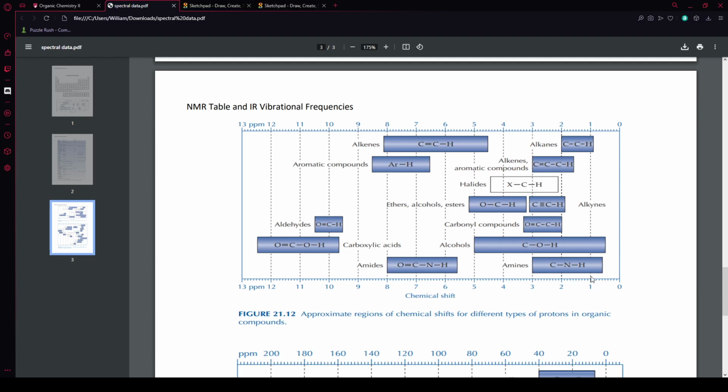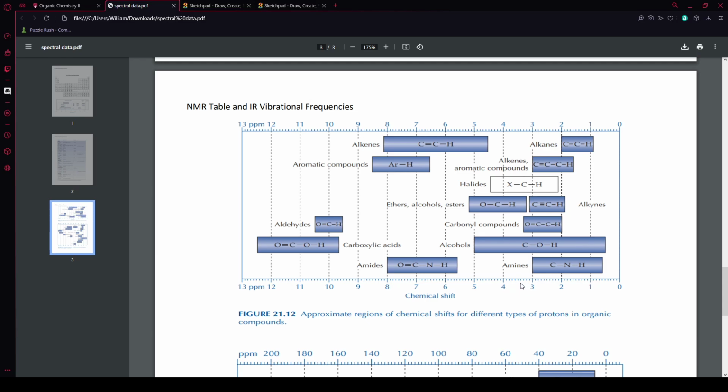And so my one at 1 ppm can be an amine, but we don't have any nitrogen, so we're going to cross that off right away. We know it's not an amine. It could be an alcohol. Okay, so let's write that down. We know that they could be H's attached to an oxygen, so that's possible. Or it could be an alkane, which is also possible because ethanol is an alkane.